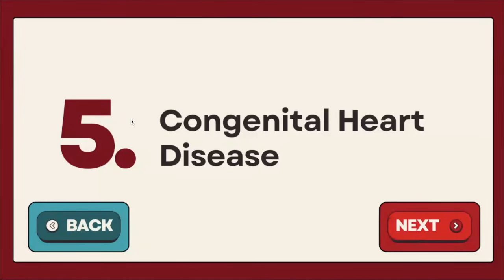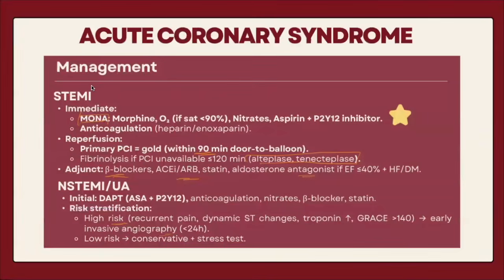I do have a question. Yes, go ahead. You said initial DAPT for NSTEMI and unstable angina. What is DAPT? Yes, dual antiplatelet therapy. So you're going to put them on two medications. You'll put them on aspirin and you'll put them on an inhibitor of this class too. It's from your pharma lecture. Let me give you a nice example.